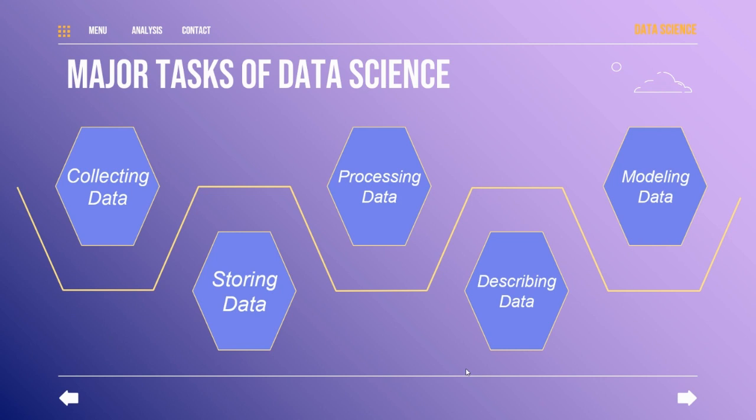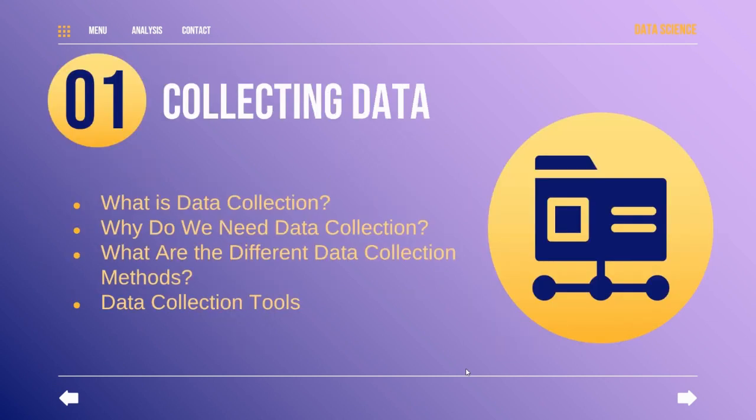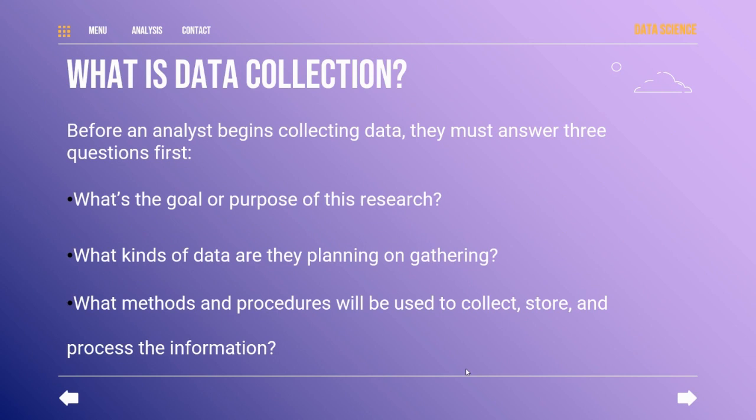Next, data modeling. Based on all this process, the data model will be created. First, collecting the data, next, storing the data, next, processing the data, next, describing the data, next, modeling the data. Next, first, what is meant by data collection? Why do we need data collection? What are the different data collection methods? Data collection tools. First, what is data collection?